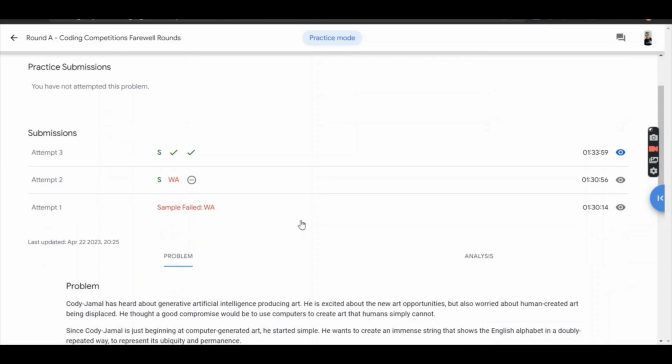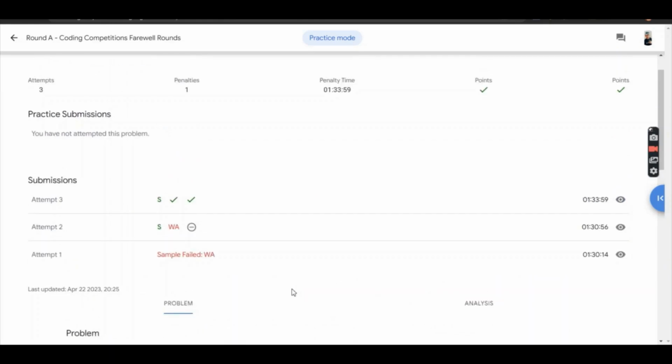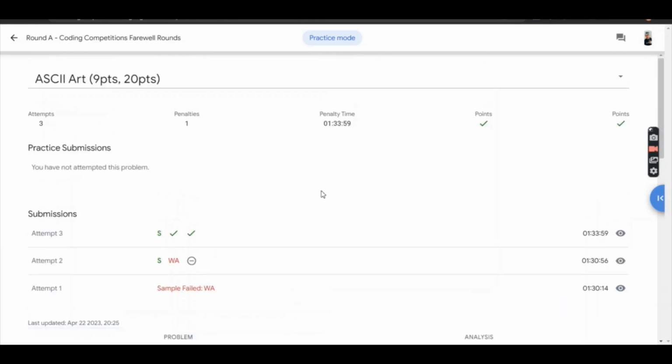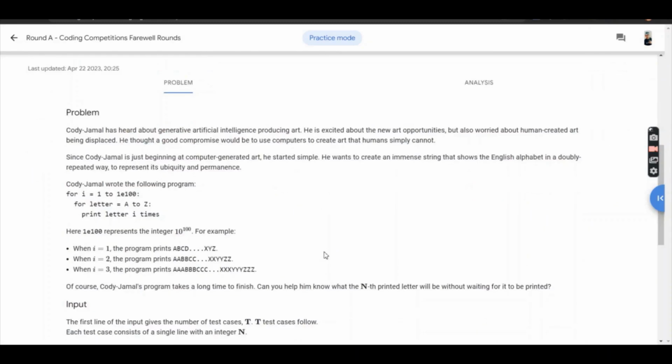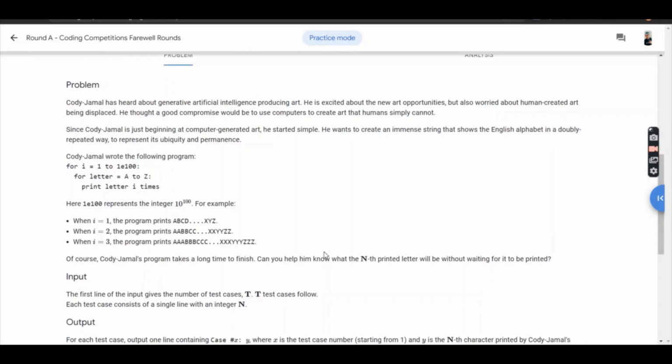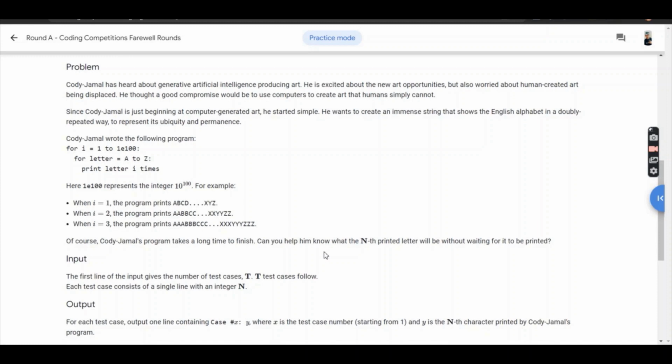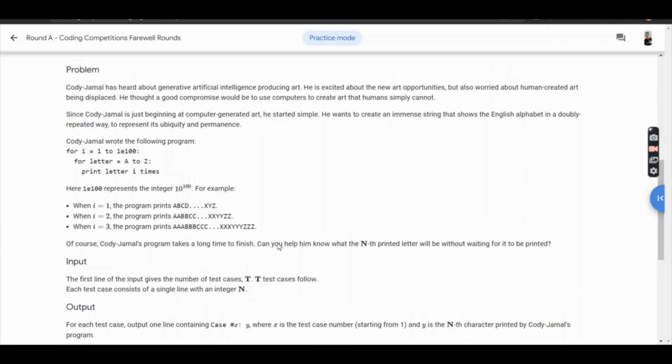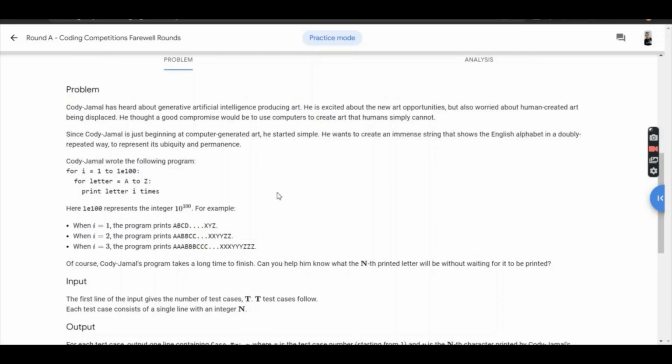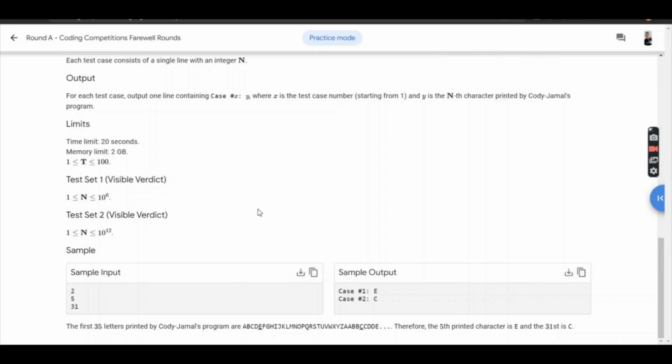The last two problems were quite interesting, especially the second last problem. This was also a standard binary search problem. So you should probably pause the video and read the entire problem statement, and I will also explain it to you quickly. Basically, in this problem you are given a big sequence of alphabets.